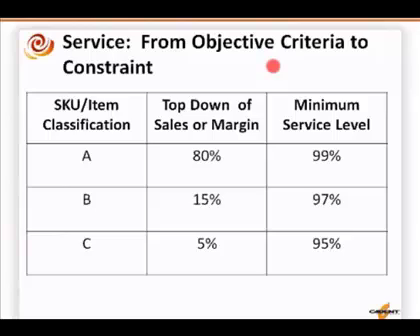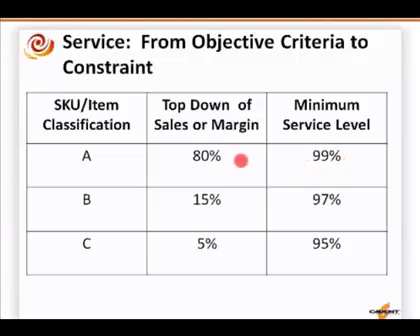ABC classification is a top-down classification of SKUs by either sales or margin, and your A's account for 80% of your sales, and in the Pareto world, that's probably only 20% of your SKUs. B's are the next 15% of sales, and C's are the bottom 5% of sales, which often number 80% of your SKUs. The bulk of your SKUs are probably down here and they account for only 5% of the sales.